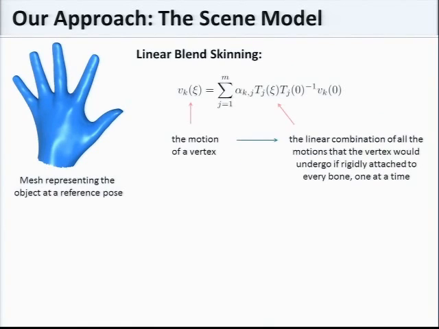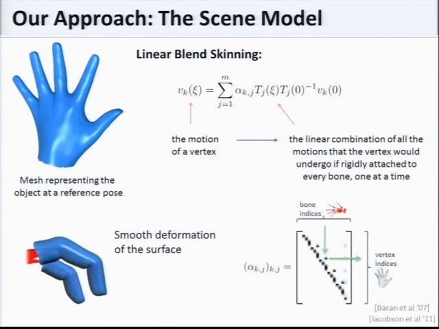In practice, it defines the motion of a vertex as the linear combination of all the motion that the vertex will undergo if rigidly attached to every bone one at a time. This is what the formula says. The result is a smooth deformation of the mesh according to an underlying kinematic structure. This deformation is guided by some weights, these alphas here, which form a matrix that looks similar to this one, which we assume to be known a priori. Or one can also estimate it using these approaches, but for hands, it's fine to assume it a priori.